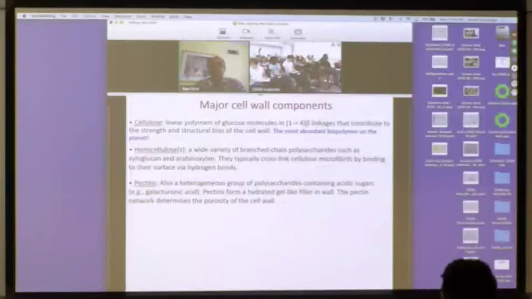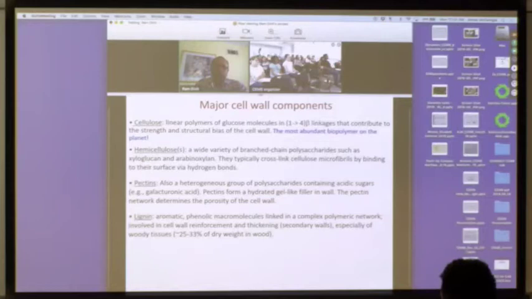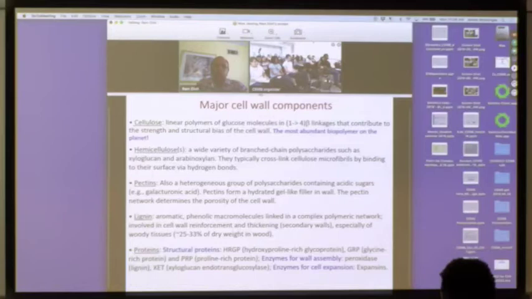Pectins you are all familiar with in jellies, right? Jellies and jams are jelly-like because of the pectins that make that gel-like consistency. Lignins form almost exclusively in secondary cell walls. They are important for waterproofing the cell wall and further strengthening it, in addition to the polysaccharides like the cellulose, the hemicellulose, and pectins, which together are like 90% of the mass of the cell wall.